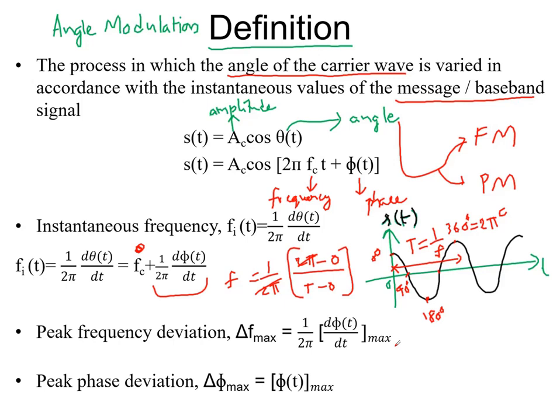Now, in a similar manner, if you want to find the maximum phase deviation, this parameter is your phase. That's why the maximum of this you can calculate to arrive at your peak phase deviation. Hope everybody understood the basic definitions of instantaneous frequency, peak frequency deviation, and peak phase deviation. We will be seeing certain problems and how we will be solving them.